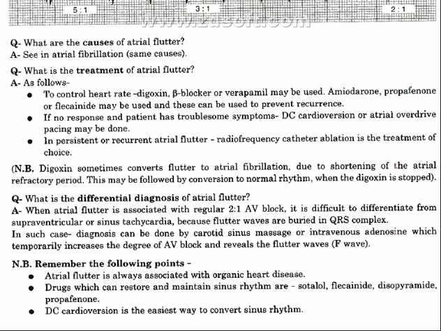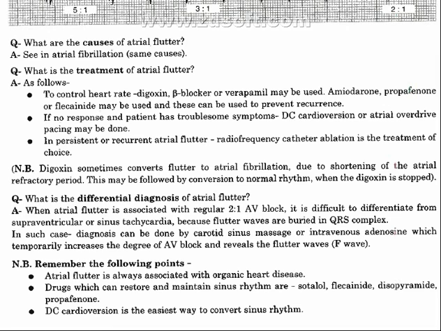What is the differential diagnosis of atrial flutter? When atrial flutter is associated with regular 2:1 AV block, it is difficult to differentiate from supraventricular or sinus tachycardia because flutter waves are buried in the QRS complex. In such a case, diagnosis can be made by carotid sinus massage or intravenous adenosine, which temporarily increases the degree of AV block and reveals the flutter waves, the F waves.